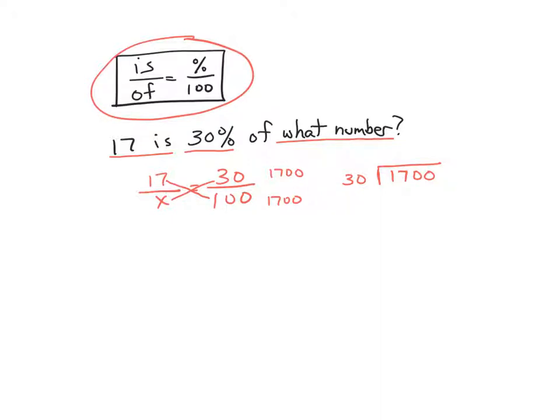As I go through and do this, I'm going to say to myself, how many sets of 30 are there in 170? Well, there's 5. 30 times 5 gives me 150. I subtract, I get 20. I bring down that next number, which is a 0. How many sets of 30 are there in 200? Well, there's 6. 30 times 6 gives me 180. I subtract, I get 20.